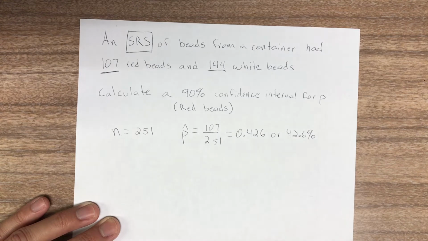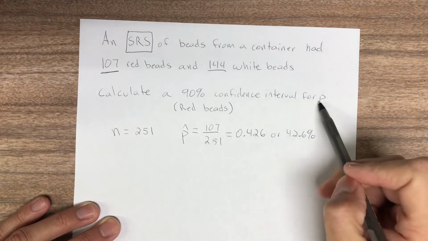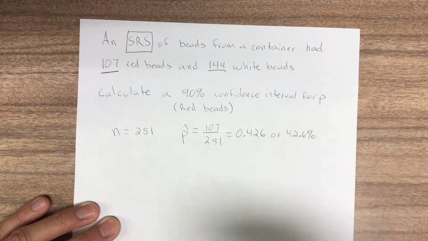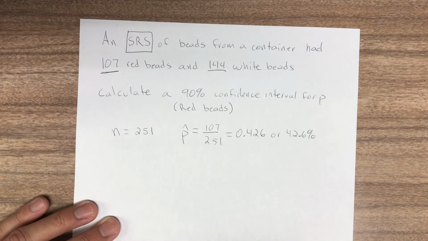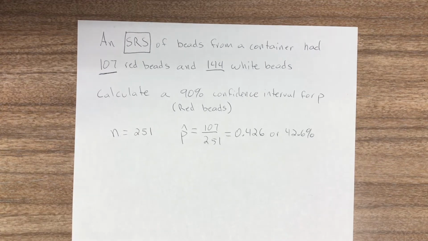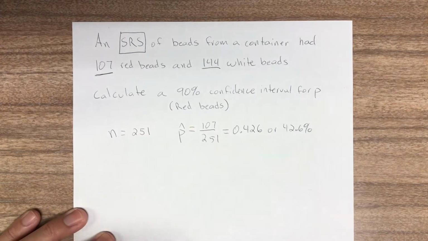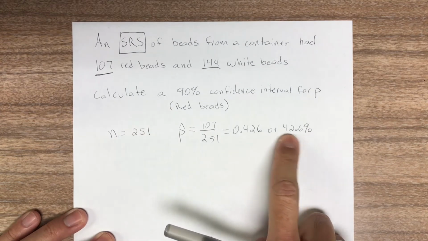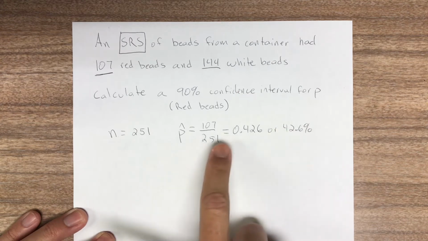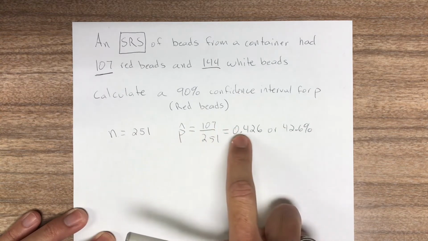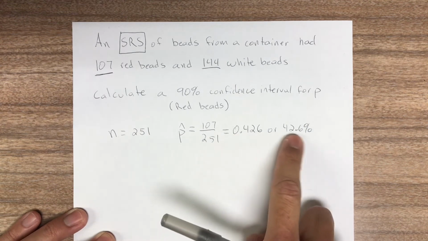So what we're saying is that our estimate of the proportion of red beads in the container is 42.6%. But since we don't know what the actual proportion p is, the parameter for the actual population of the container, we don't know what it is. That's where the confidence interval will come in. So we have a formula that we can use to find the confidence interval, and I'm going to write it down. So the formula, you take your estimate. This is called my point estimator. I am guessing, just by using one sample, that the proportion of red beads in that container is about 42.6%. But it might be more, it might be less.